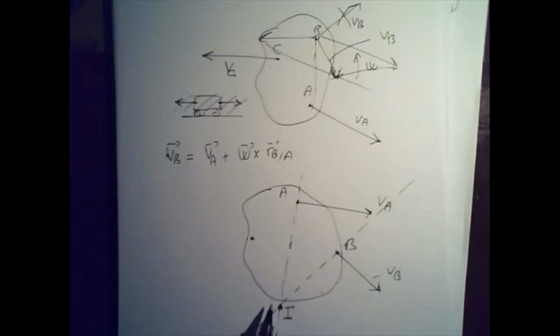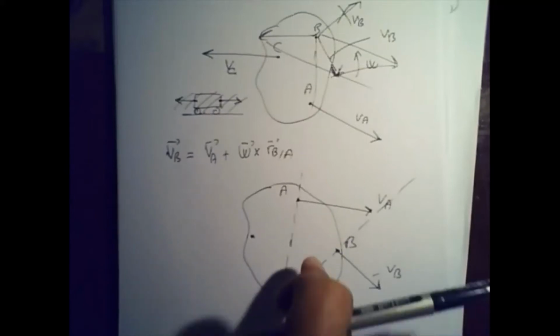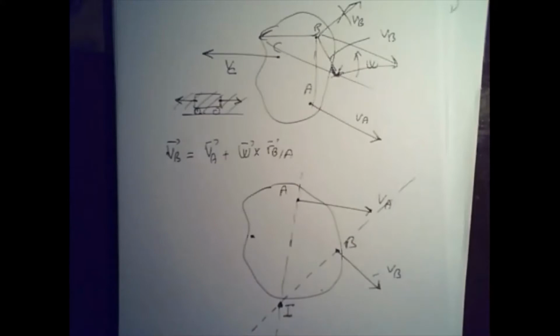And this instantaneous center of rotation means that at that instant, this rigid body is rotating about that point, and every rigid body has an instantaneous center of rotation. If the rigid body is translating, then the instantaneous center of rotation has to be at infinity. All right.